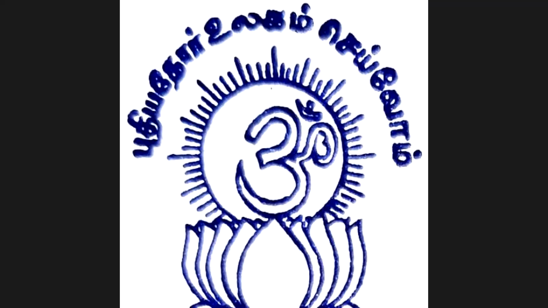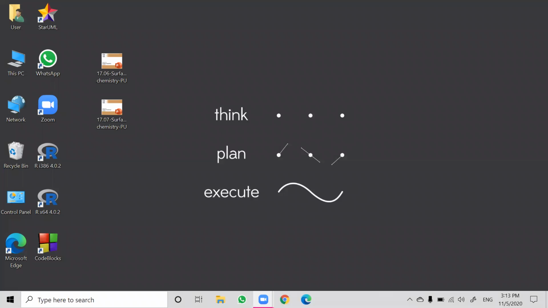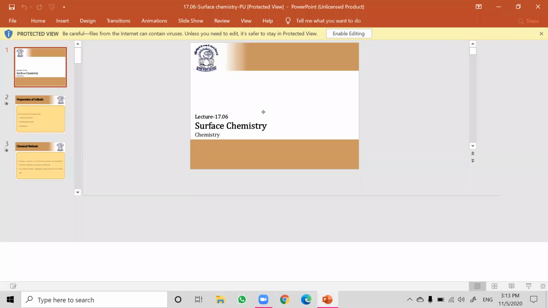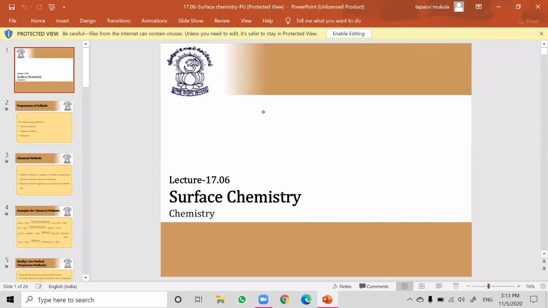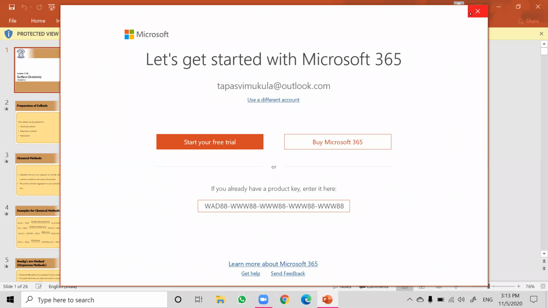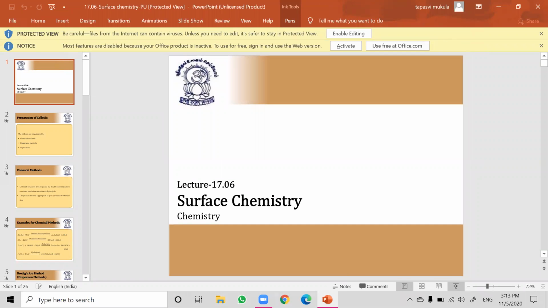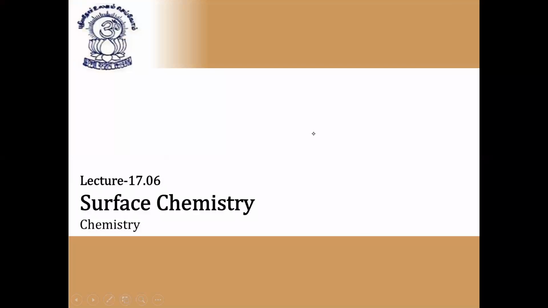Today we are going to discuss preparation of colloids. In the previous session, we covered what colloids are, how many types of colloidal systems there are, and also types of colloids. Now we are going to discuss how to prepare colloids by different methods. Very important: all the experiments are present in this topic, so we are going to discuss all the experiments now. Please listen carefully. Now we'll start the class.